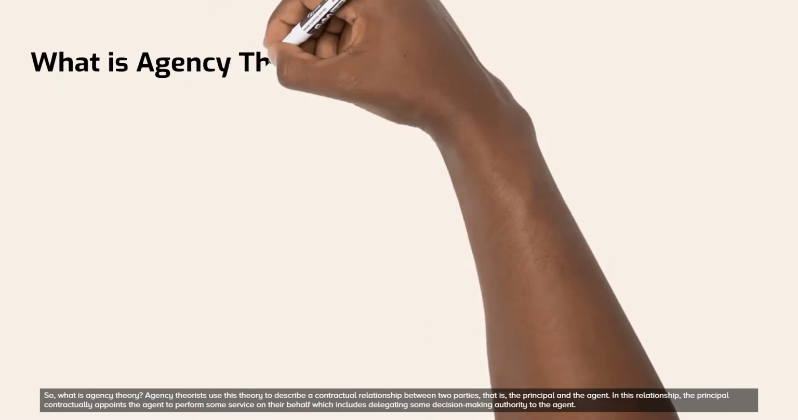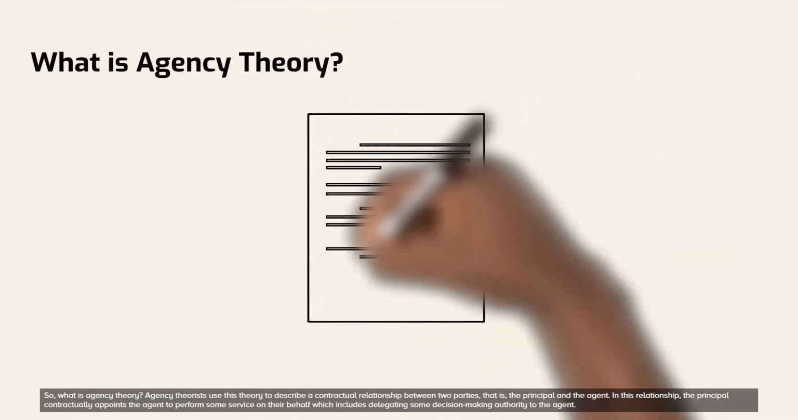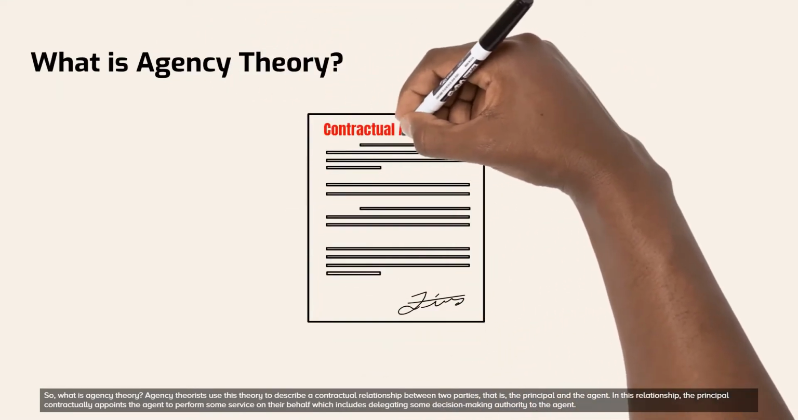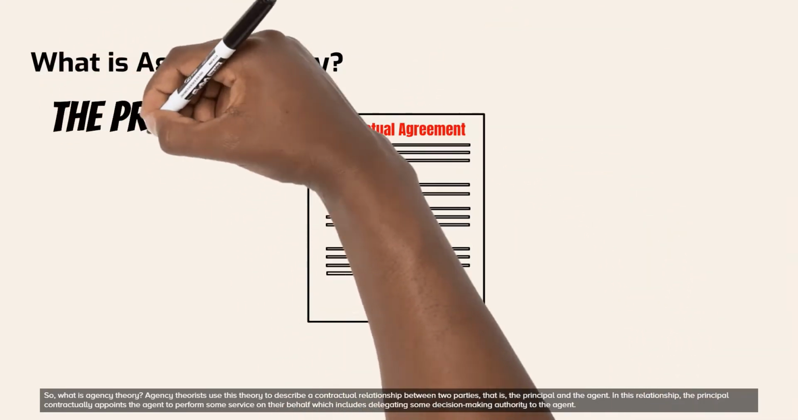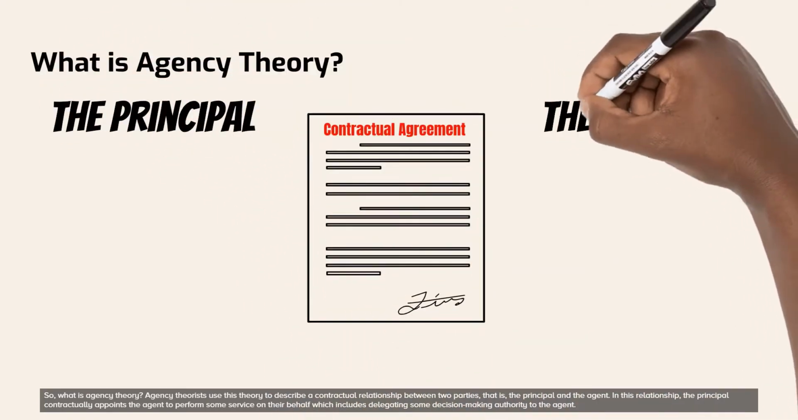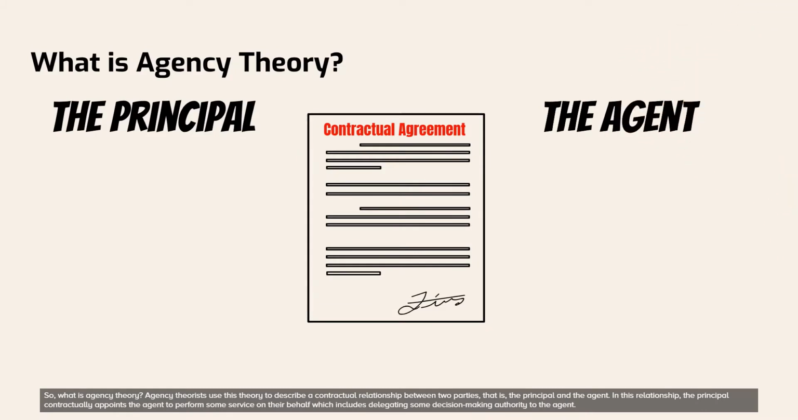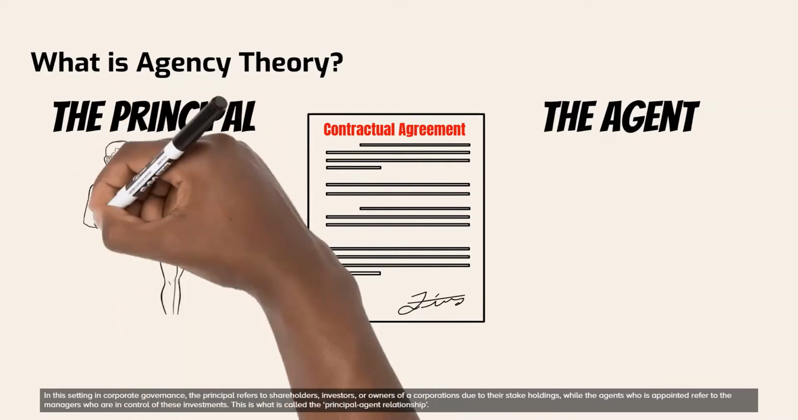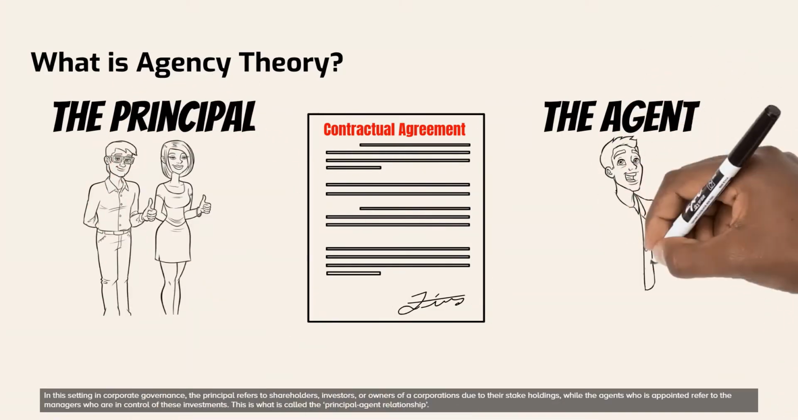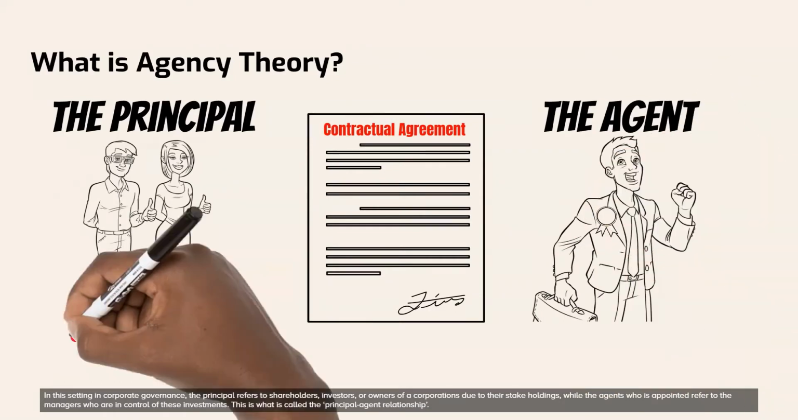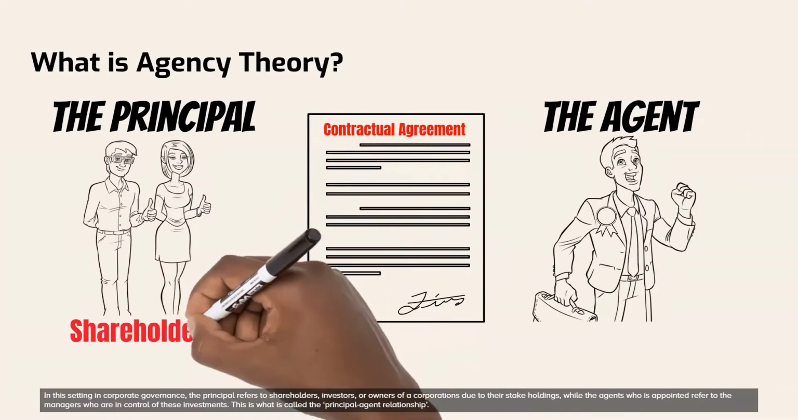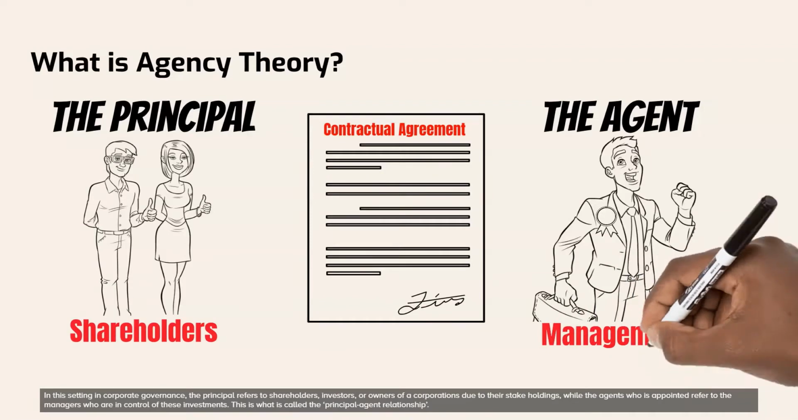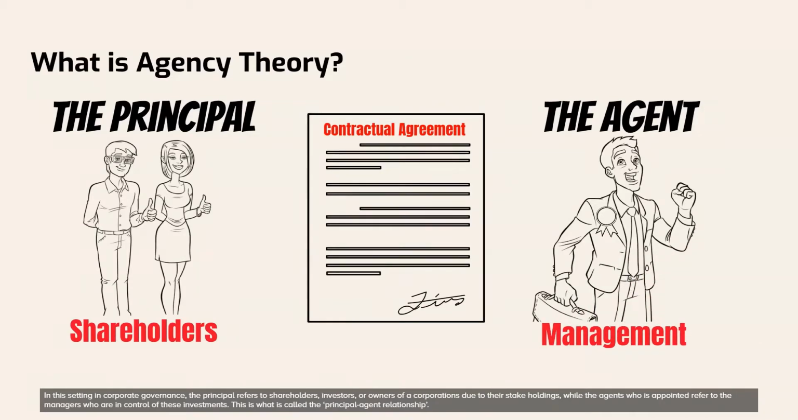So, what is agency theory? Agency theorists use this theory to describe a contractual relationship between two parties, that is, the principal and the agent. In this relationship, the principal contractually appoints the agent to perform some service on their behalf, which includes delegating some decision-making authority to the agent. In corporate governance, the principal refers to shareholders, investors, or owners of a corporation due to their stakeholdings, while the agent who is appointed refers to the managers who are in control of these investments. This is what is called the principal-agent relationship.